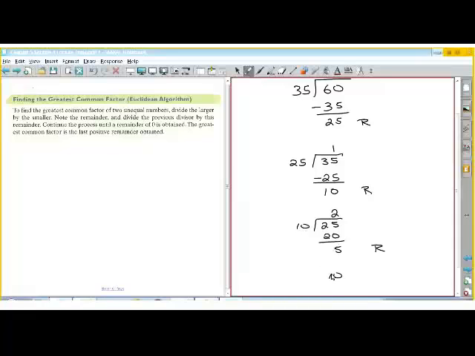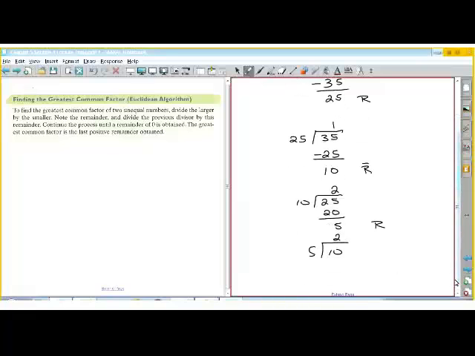You take 10, which is a larger number, and divide by the remainder, which is a smaller number. Your remainder is always going to be smaller than this number. It wouldn't be a remainder otherwise. So 10 divided by 5, you can do that 2 times. So we will finally get a 0 remainder. 5 times 2 is 10. Subtract that, you get 0. It says, continue the process until a remainder of 0 is obtained. The greatest common factor is the last positive remainder obtained. So that means the greatest common factor is 5.